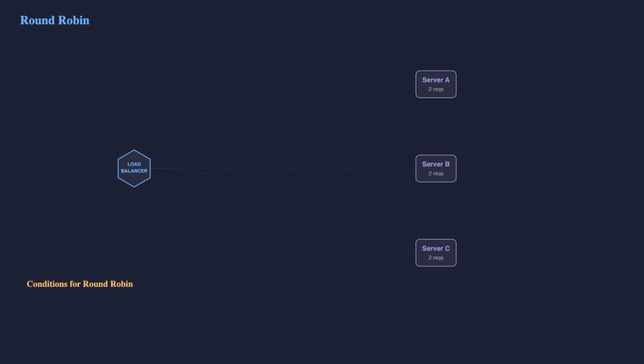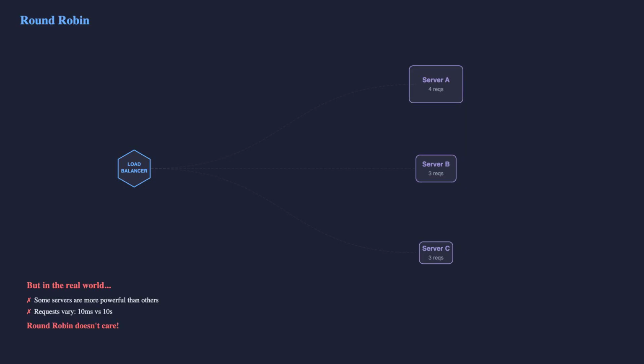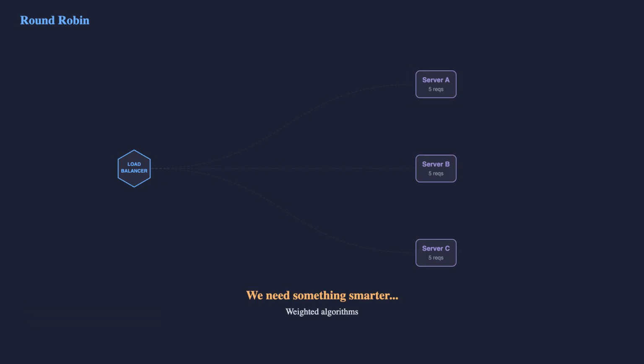Round robin works great when two conditions are met. All your servers are equally powerful, and all requests cost roughly the same to process. Under these conditions, each server gets an equal share of the work and stays evenly loaded. But in the real world, things aren't always equal. Some servers might be more powerful than others. Some requests might take 10 milliseconds while others take 10 seconds. Round robin doesn't care. It just keeps dealing in order, regardless of how much work each server already has. So we need something smarter, and that's where weighted algorithms come in.